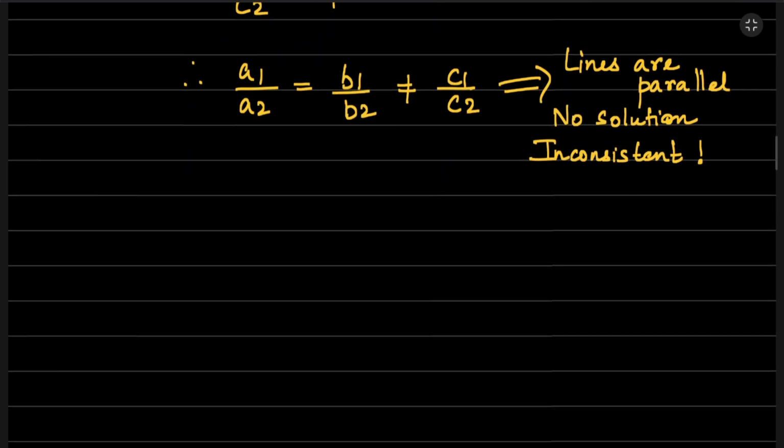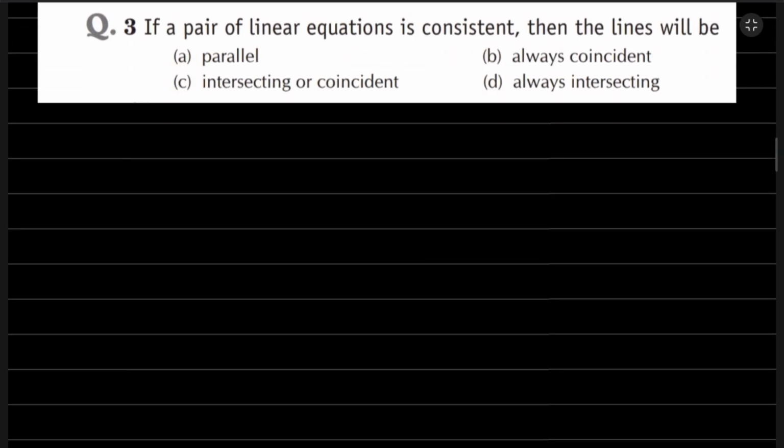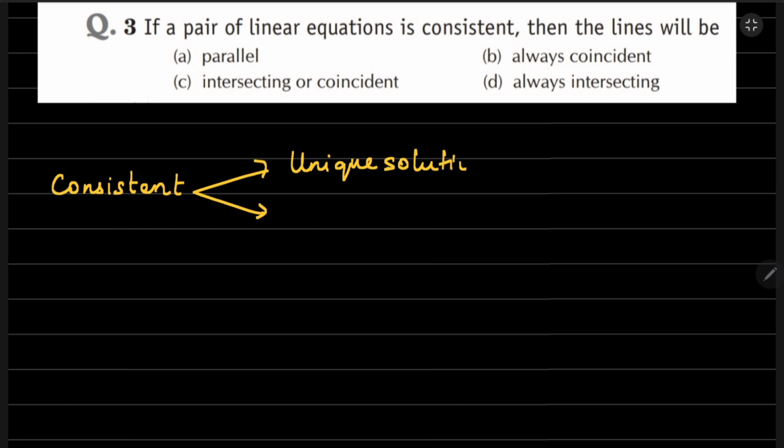Okay. Let's move on to the third question. If a pair of linear equations is consistent, then the lines will be, so whenever you talk about consistency of a system, okay, the system is said to be consistent, then it means they have some solution or many solutions. There are 2 scenarios possible. One is it will have a unique solution. That means one solution. Or it will have many solutions.